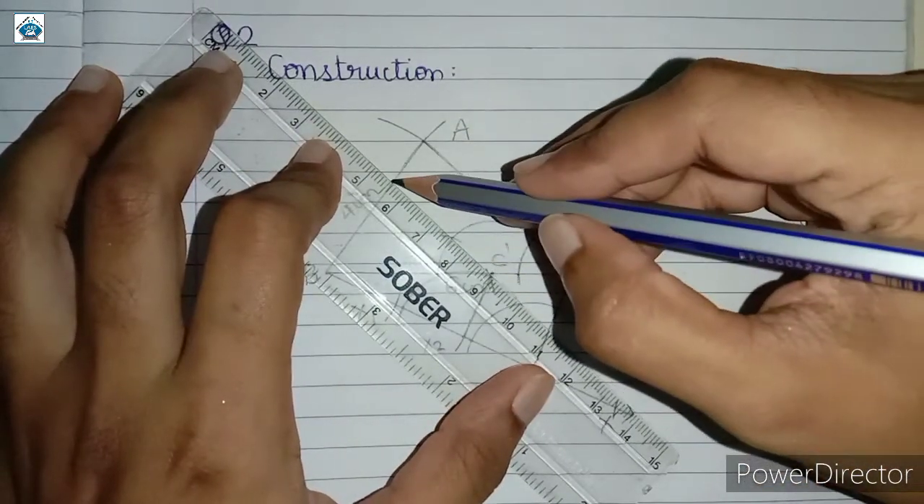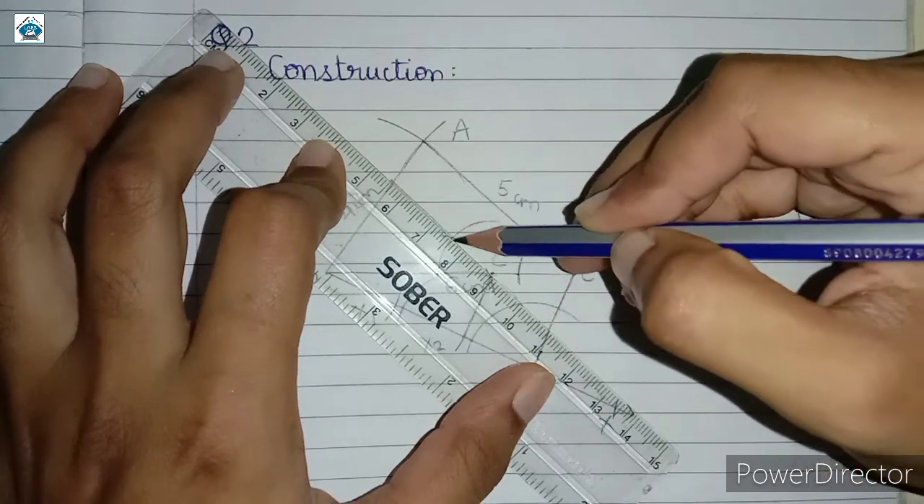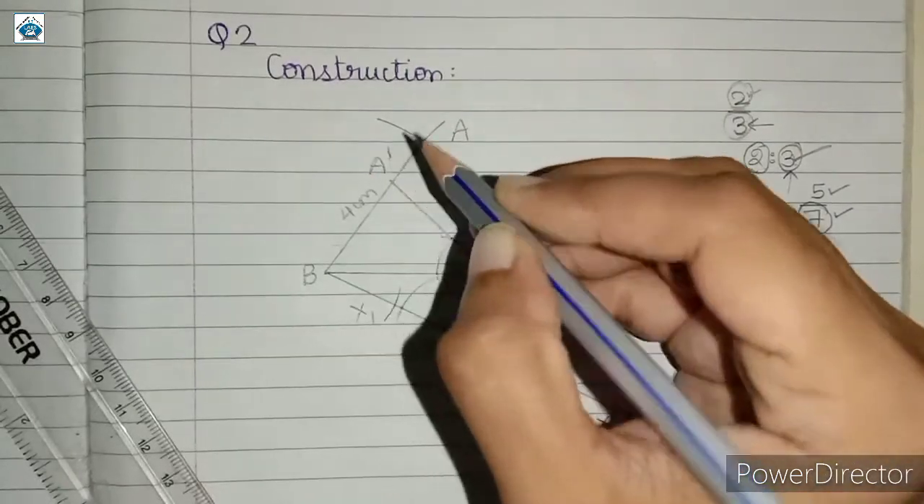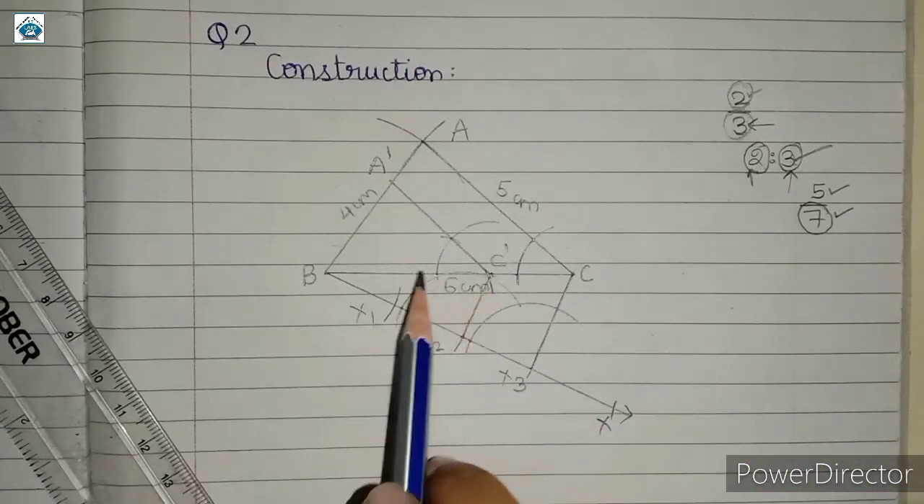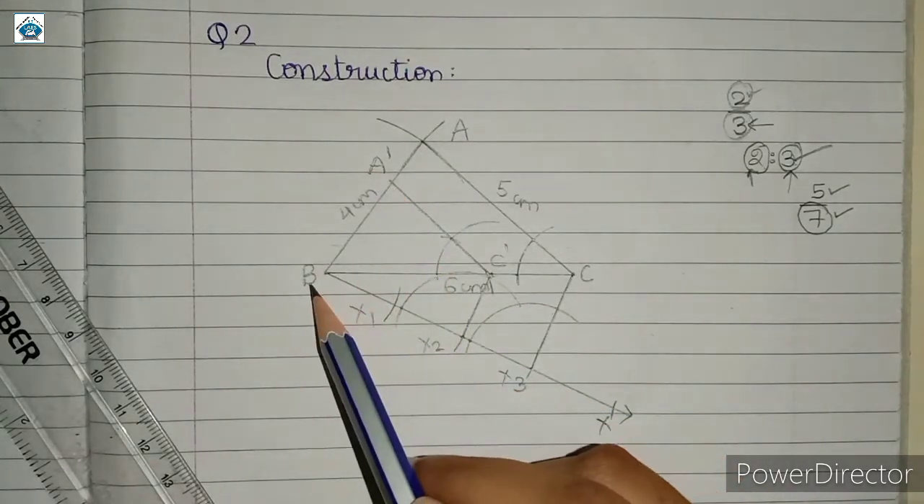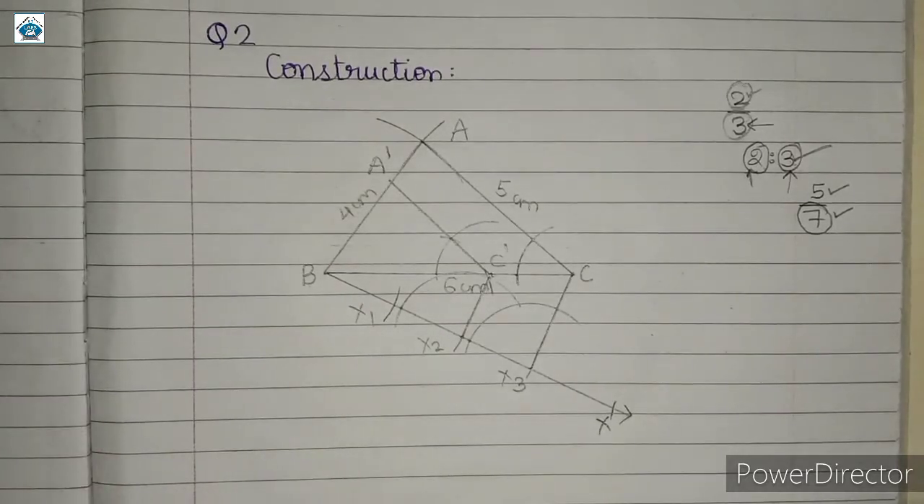So you will get a triangle. Now joining these two points, we get a line segment A dash C dash which is parallel to AC, and triangle A dash B C dash. This is the required triangle. That is, this is the triangle similar to triangle ABC, but the sides are 2/3 of the corresponding sides of the first triangle ABC. So we can say A dash B C dash is the required triangle.